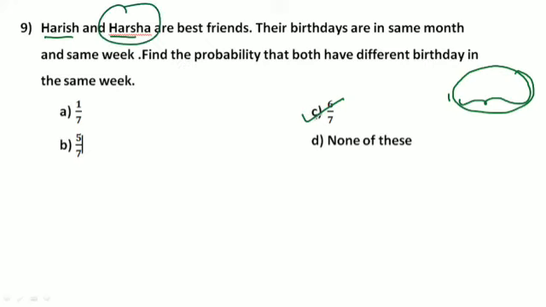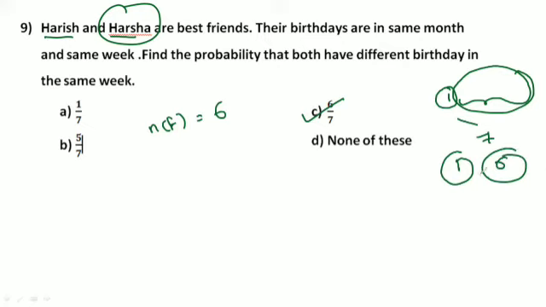So children, except this one day, the remaining 6 days are the number of favorable outcomes, isn't it? Why? Because in a week there are 7 days. If one day is the birthday of one boy, then in the other 6 days, any one day may be the birthday of the other boy. So these 6 days will be the number of favorable outcomes, and the total number of outcomes is equal to 7.